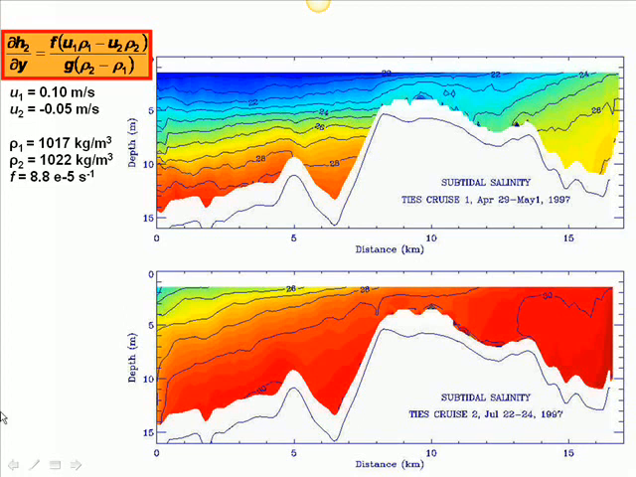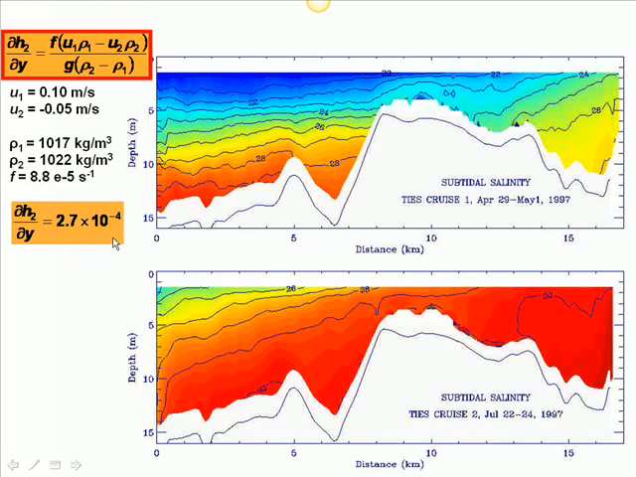And just from other measurements that we have, we can say that the outflow in the upper layer can be represented by a value of 10 centimeters per second, and the inflow in the lower layer can be represented by a value of 5 centimeters per second. The nominal density for the upper layer is 1017, and the density of the lower layer is 1022. The Coriolis parameter is 8.8 times 10 to the minus 5. So the Margules slope that we obtained from these values is 2.7 times 10 to the minus 4.